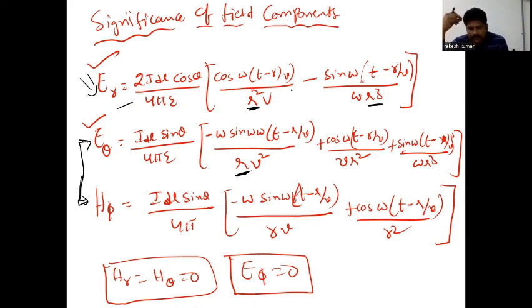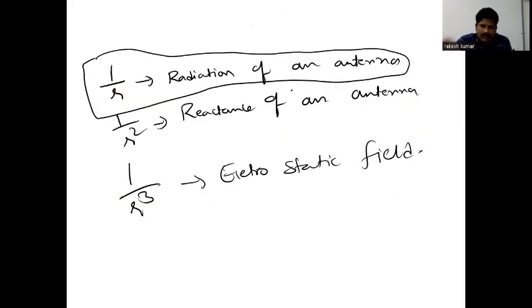The first term, 1 by R, is inversely proportional with respect to R. This term is called radiation. The second term, inversely proportional to 1 by R square, is called induction field. And 1 by R cube is the electrostatic field.